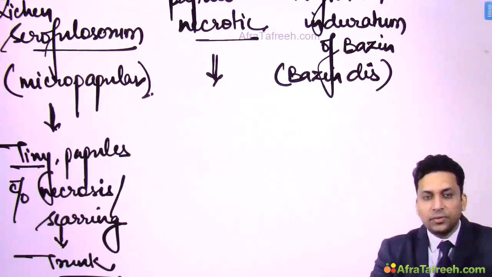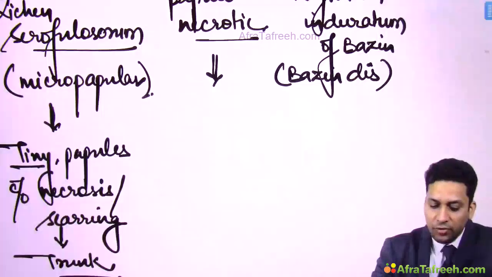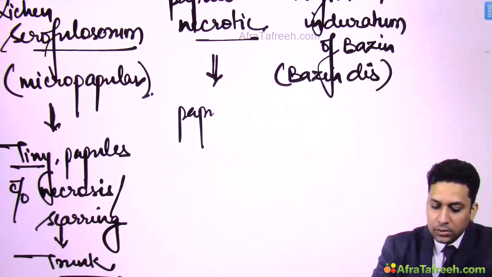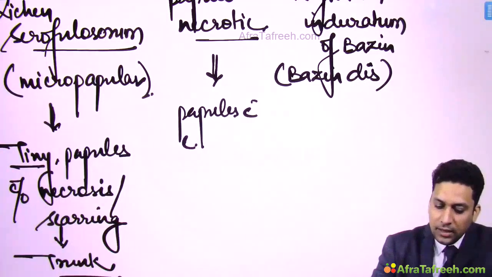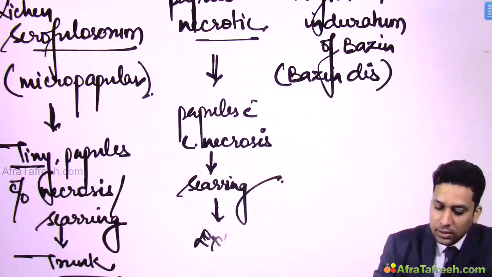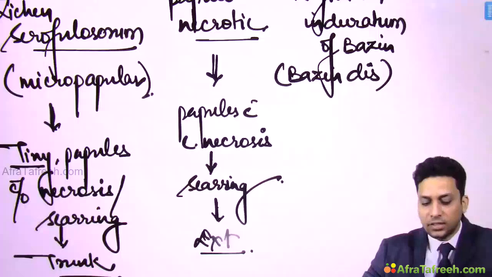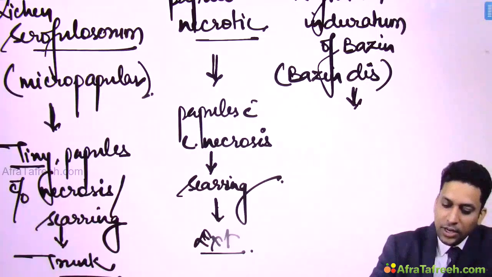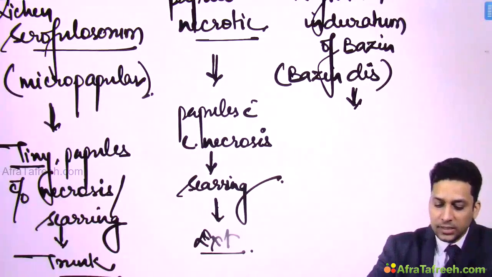Now this is very obvious from the name itself, papulonecrotic. So you will find papules with central necrosis, and because necrosis is going on, it heals with scarring, usually over extremities. And erythema induratum of Bazin, which is also known as Bazin's disease.